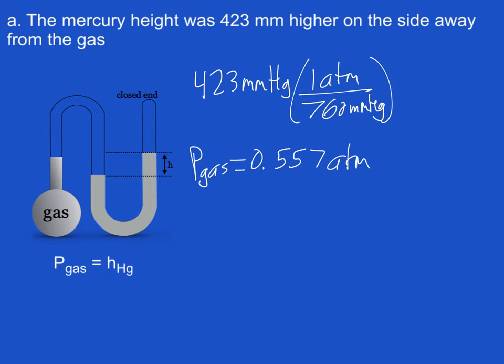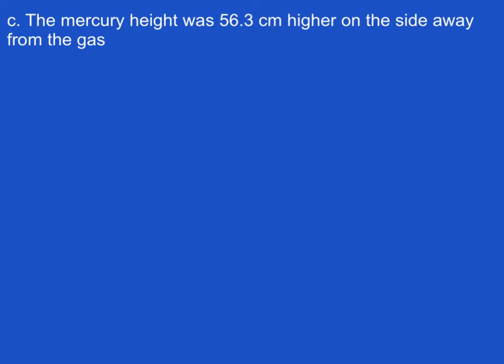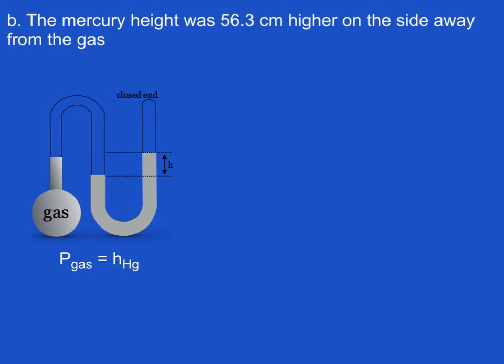Let's look at the second problem. So in this problem, we have a case where the mercury is now 56.3 centimeters higher on the side away from the gas. So it just depends how you measure it. Keep in mind, though, that when we draw this, we have the same exact thing as before: pressure, gas, height of mercury. In this case, our H is this 56.3 centimeters.